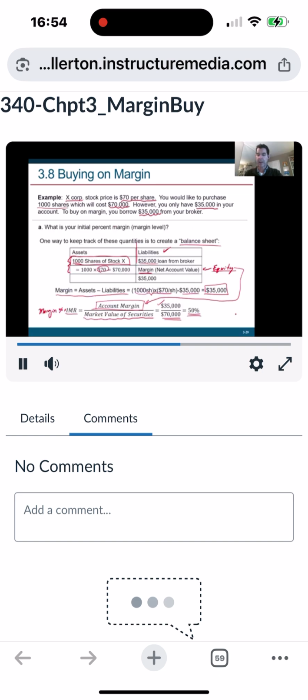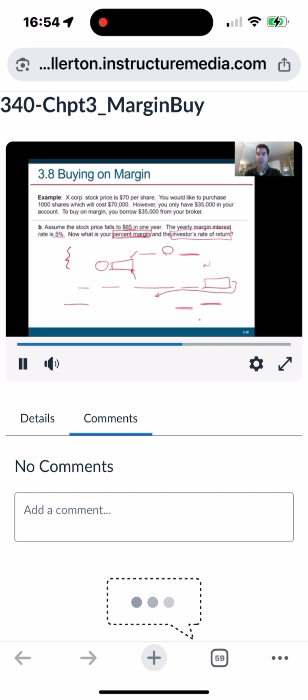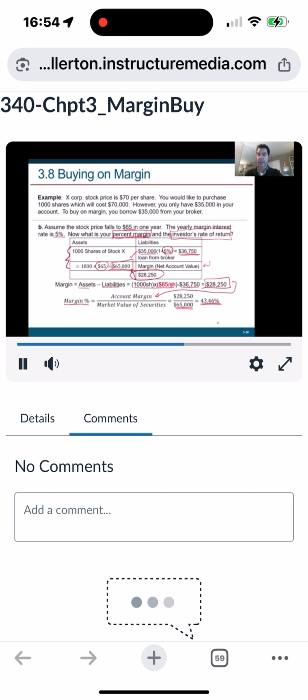My net account value, that is my account margin, started at 35,000. That's essentially how much it was worth in. Now, my net account value, or my account margin, is only worth 28,000. So I'm going to use those numbers to calculate that rate of return.